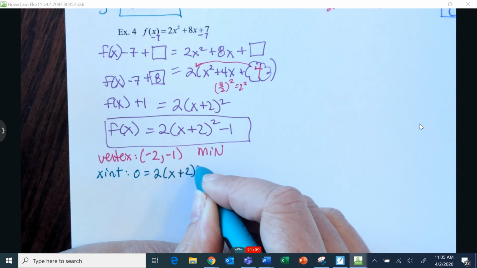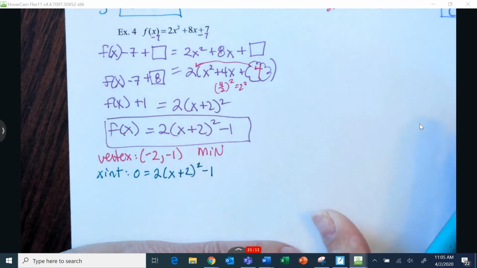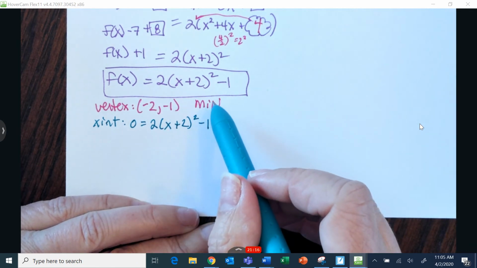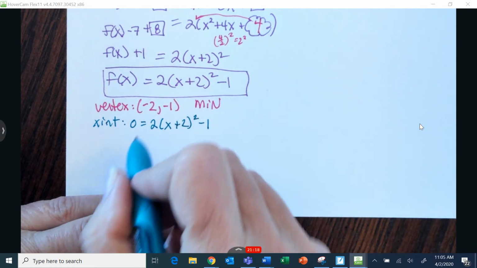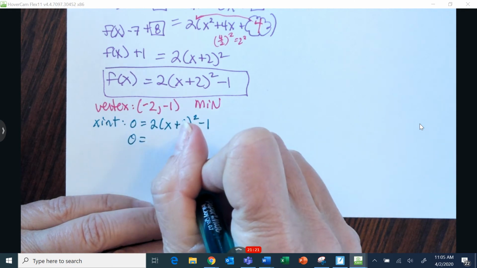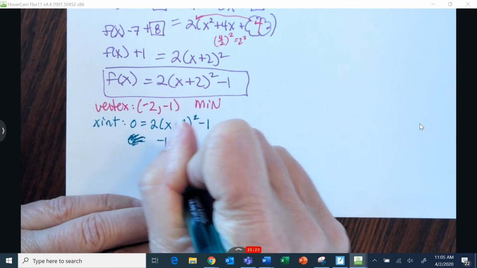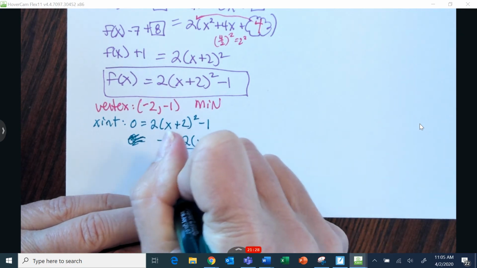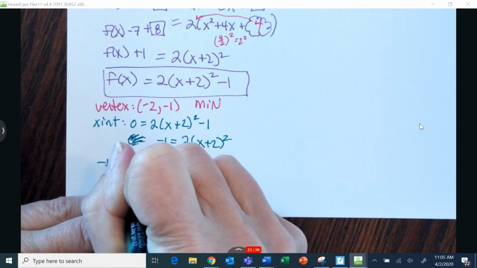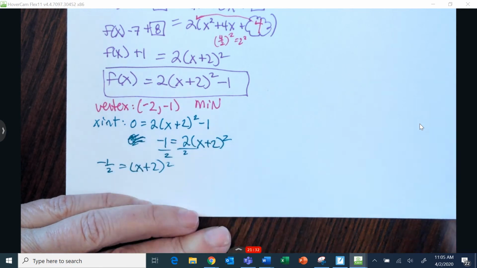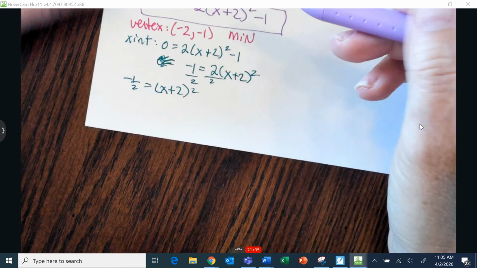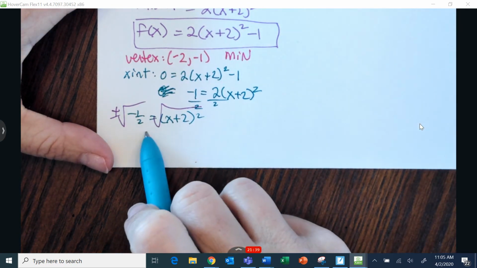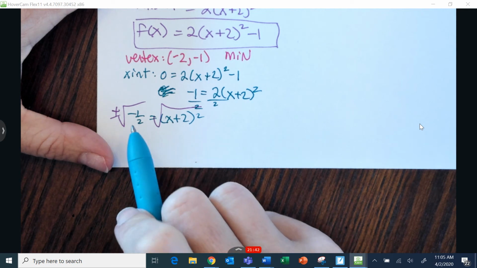Again, you can use quadratic formula as well. I just think that complete the square is easier to solve if it's already in vertex form. Oops, sorry. -1 equals 2 times x plus 2 squared, so that's going to be -1/2 equals x plus 2 squared. I'm going to square root both sides. Plus minus, and now I've got an issue because this does not work.